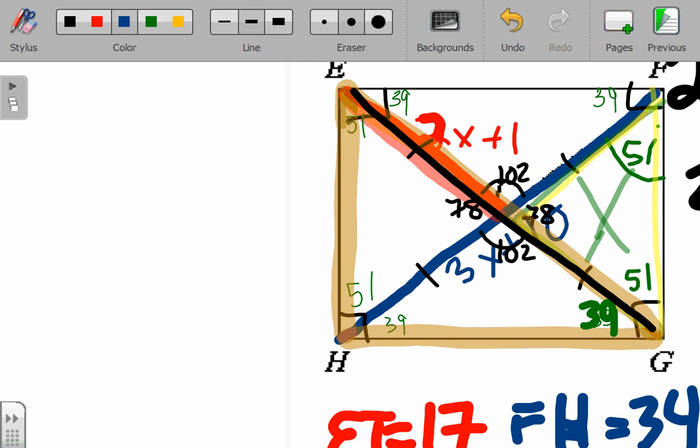Our opposite is EH. Our hypotenuse is 34. We cross multiply. So I have sine 39 times 34 equals what we want, which is EH. The unknown is by itself, so now it's calculator time.